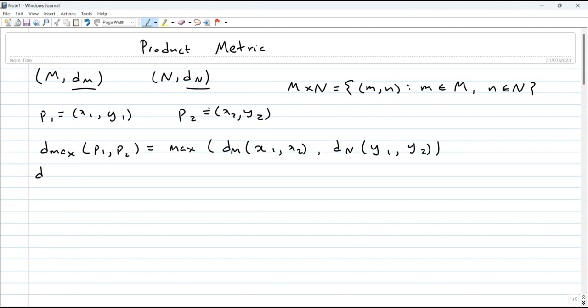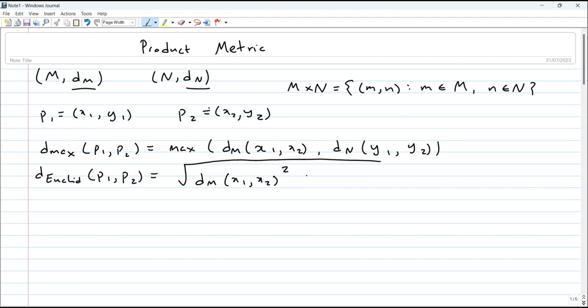Or we can define something like a Euclidean style. We call this d Euclid of P1 and P2. I'll just call this the square root, just like Pythagoras' theorem. Let's say d_M of x1, x2. We'll take the first difference, the distance between x1 and x2, and square it. Take the second one, square that, and then take the square root, like Pythagoras' style.